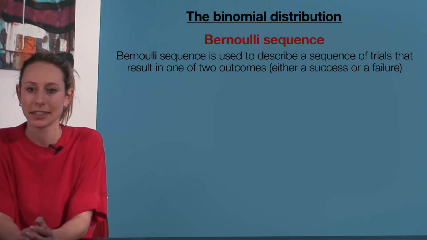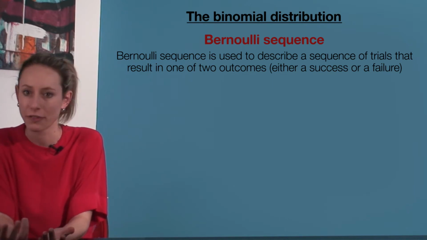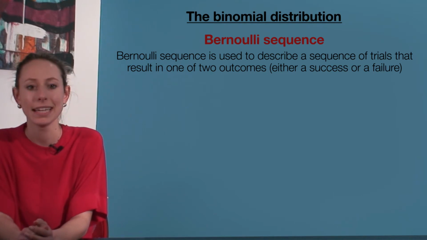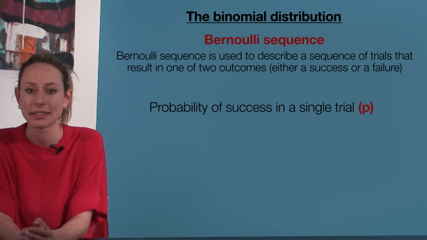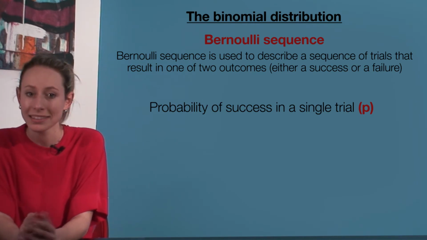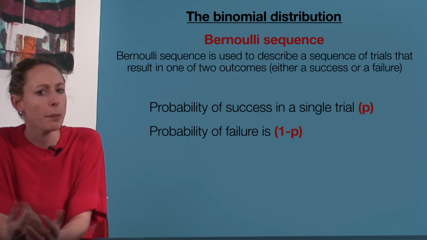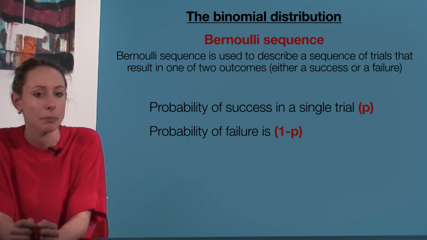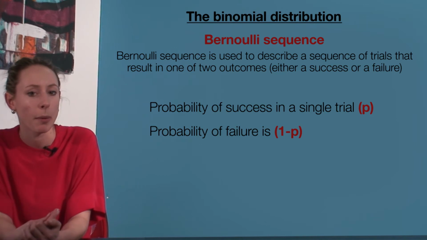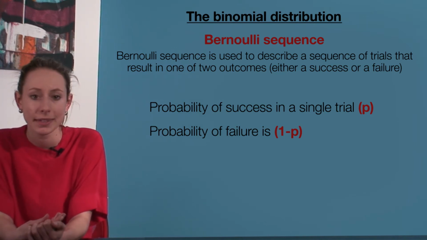The Bernoulli sequence is used to describe a sequence of trials that result in one of two outcomes, either a success or a failure. In addition, the probability of success in a single trial, p, must be constant. Hence, the probability of failure is 1 minus p. Note that the probability of success and failure must add up to 1. This is why, if the probability of success is p, the probability of failure must be 1 minus p.